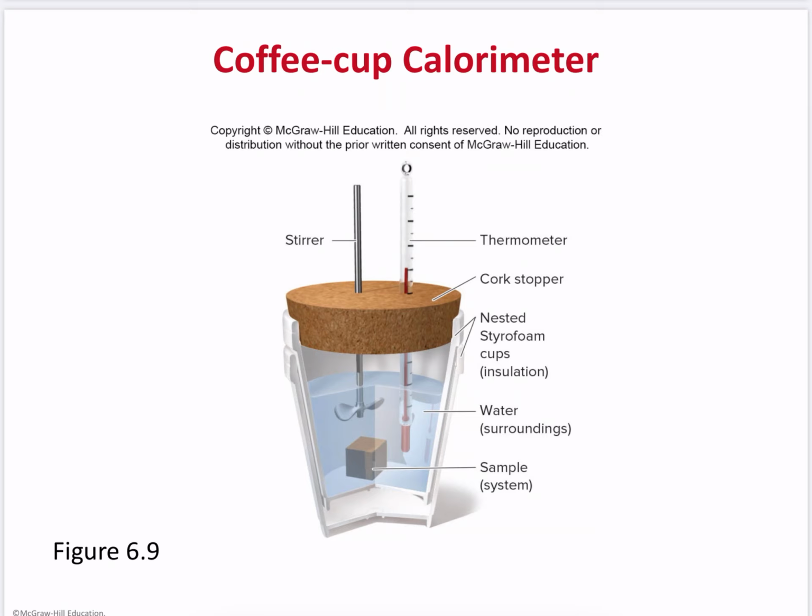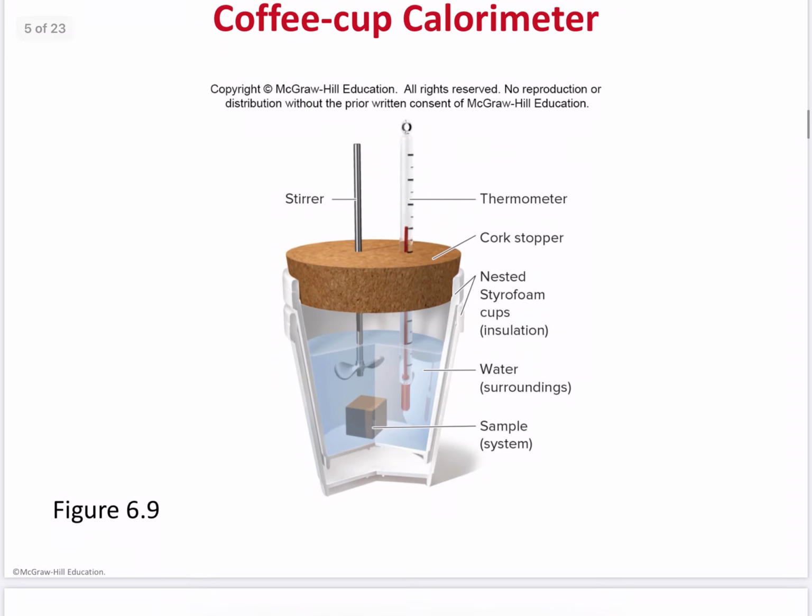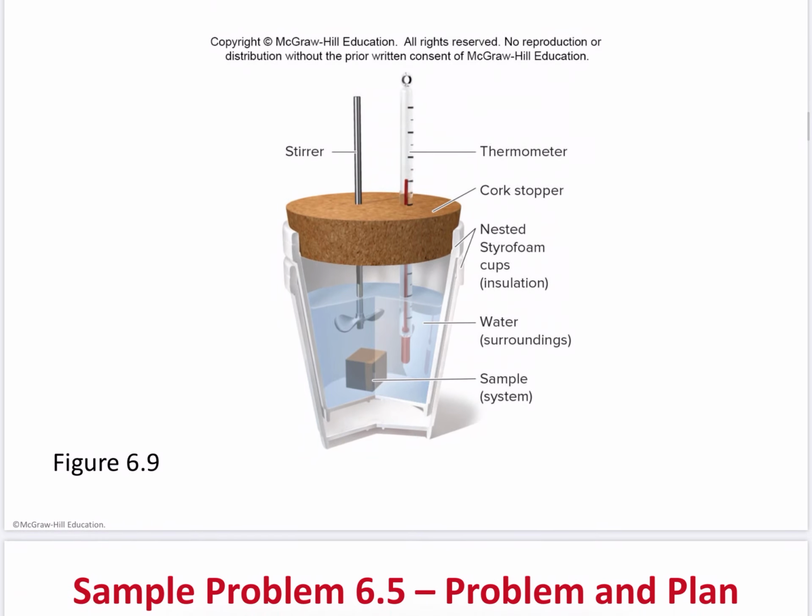Now, if you want to find out the specific heat capacity of a substance, we use the coffee cup calorimeter. Now, this diagram represents the coffee cup calorimeter, which is made up of a styrofoam cup. Okay, so this is a nested styrofoam cup. This is a cross section of that. You can see the sample, like a metal block, and then you can also put a thermometer inside. There is a stirrer. There is a cork stopper, so the heat would not escape from the system. And then you can also have water inside.